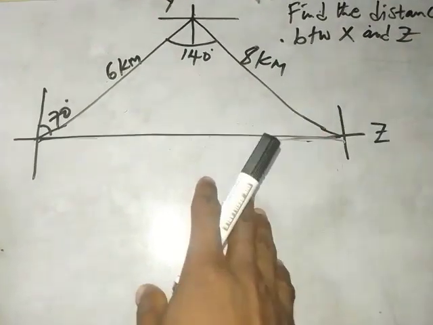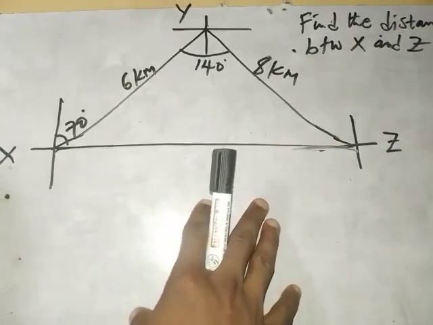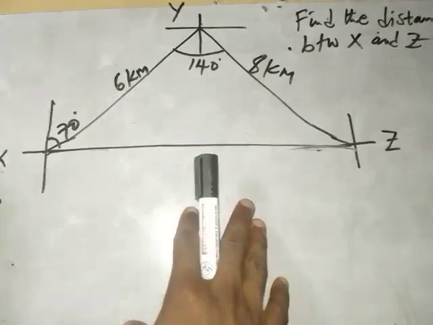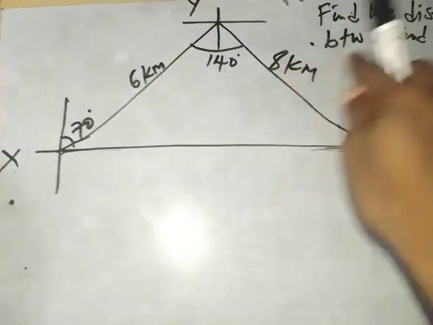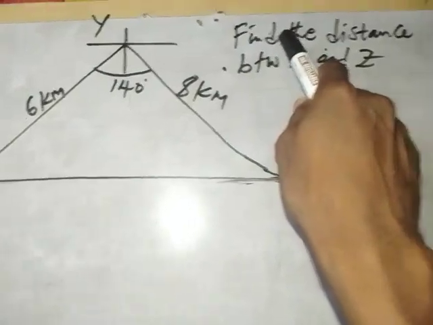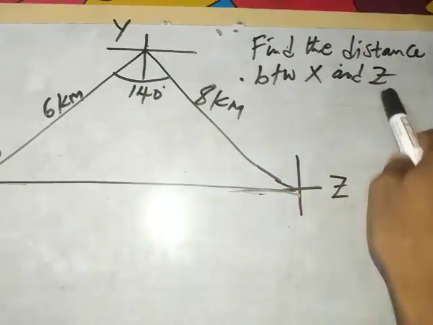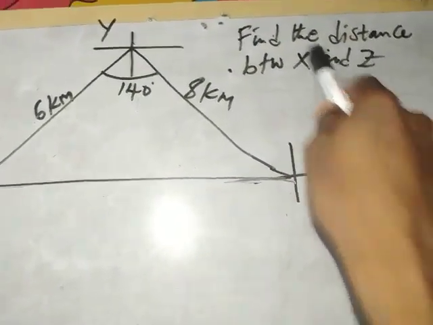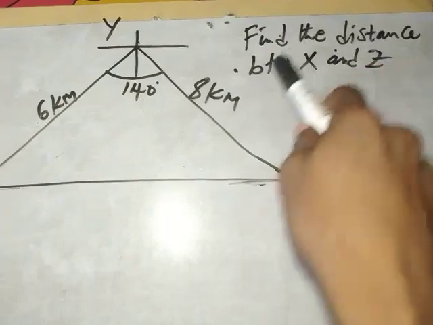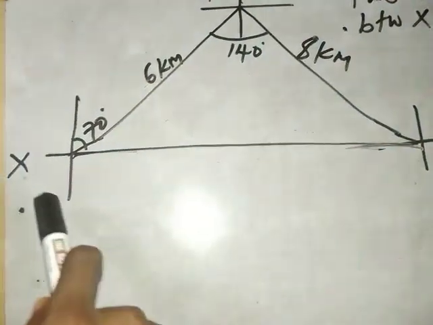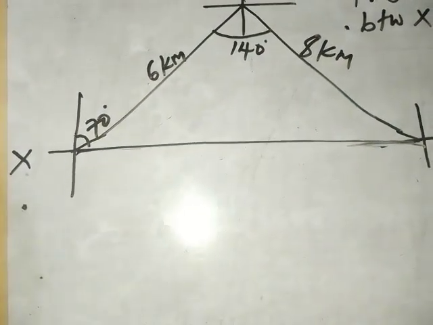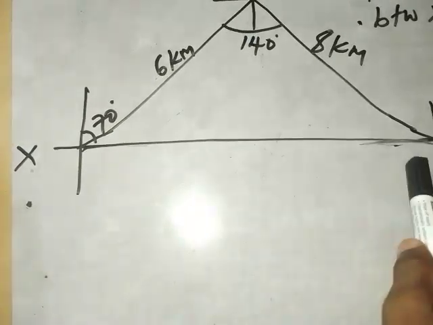Now, as you requested, some calculation on bearings, here it is. Now we have this diagram, and we are asked to find the distance between x and z. Find the distance between x and z. Now look, this is x and z, so we are going to find this distance here.